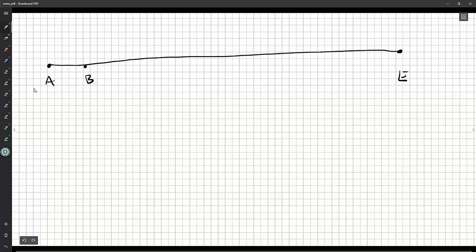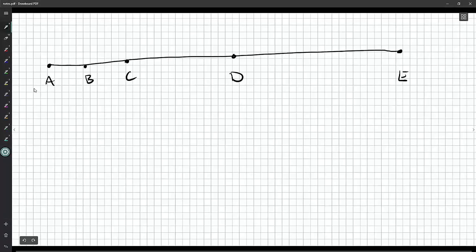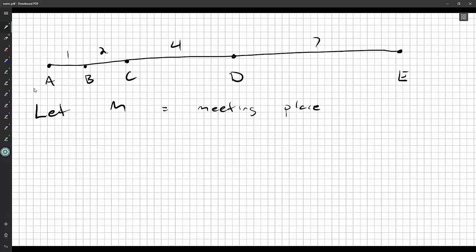We have Bo here, then Carla and Denise. My apologies. So 1, 2, 4, and 7. We might say, let M equal the meeting place. Or there could be more than one. There could be a range of meeting places. Anywhere between Carla and Denise could work just fine.